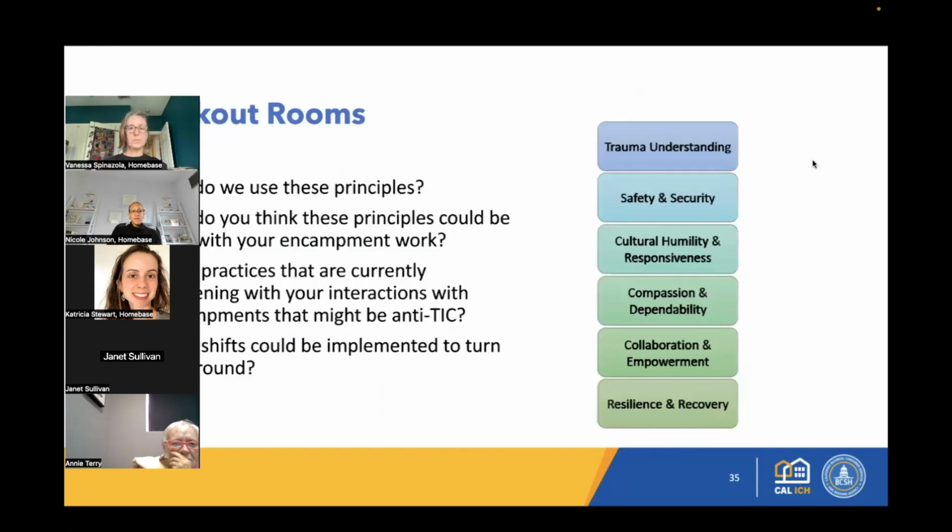So now we're going to do another breakout room activity, and we're going to go back to those 6 core principles of trauma-informed care. And we're going to talk about how we use the principles, how we think we could use these principles within our work in the encampments, and what practices are currently happening with your interactions that might not go along with a trauma-informed care approach, and what shifts can be implemented to turn this around. So again, you're going to click when that breakout room opens and go ahead and discuss, and then we'll come back and share out.